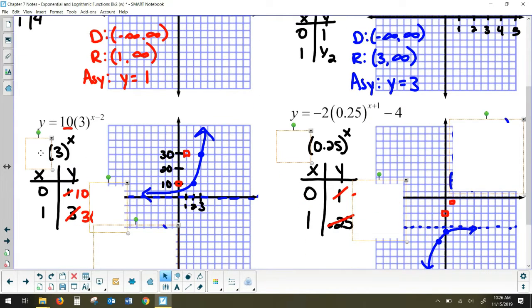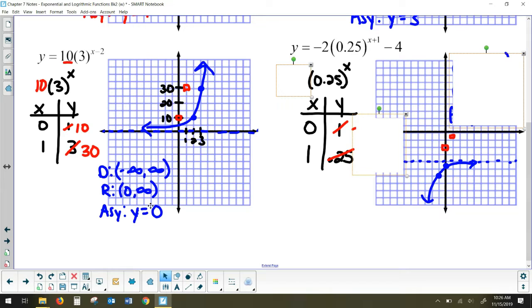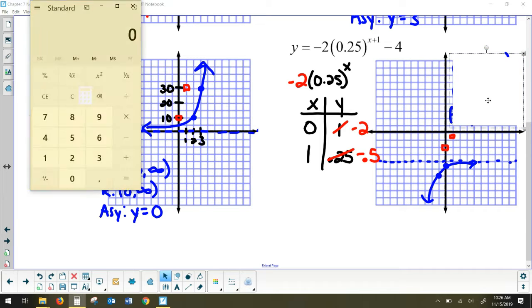Alright, next one. It says that we have to graph a times b to the power of x. So b to the power of x is 0 at 1 and 1 at 3. But because of that 10, we have to multiply all of the y's by 10 and then graph it, giving us a new domain and range. And same thing for this one then. The first thing we are going to graph is these points, -2 and -0.5, giving you this domain and range.